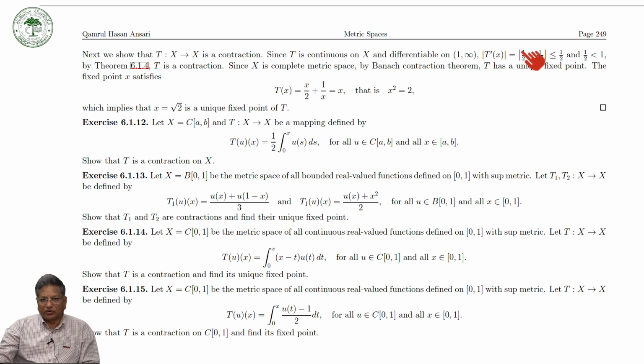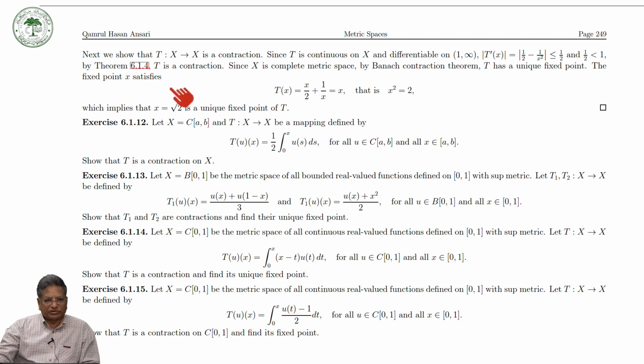So this is less than or equal to half, and half is less than 1. And therefore you can see that T is a contraction map by Theorem 6.1.4. And since X is complete, by the Banach contraction theorem it has a unique fixed point.